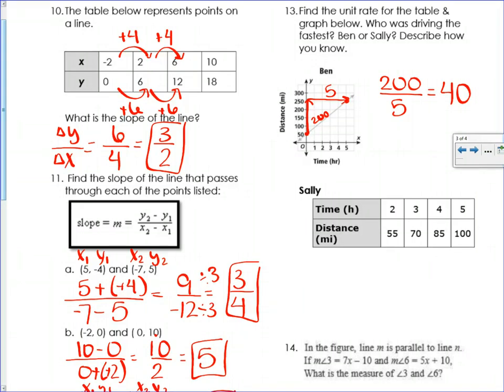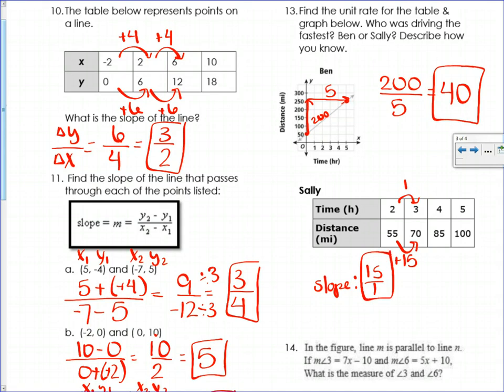And then Sally, we're going to do change in y over change in x. She's going up by 15 by 1. So her slope would be 15 over 1. Okay. So if we compare their two slopes, we have 40 or 15 over 1, which is 15. We know that Ben was driving the fastest. So your final answer is Ben.